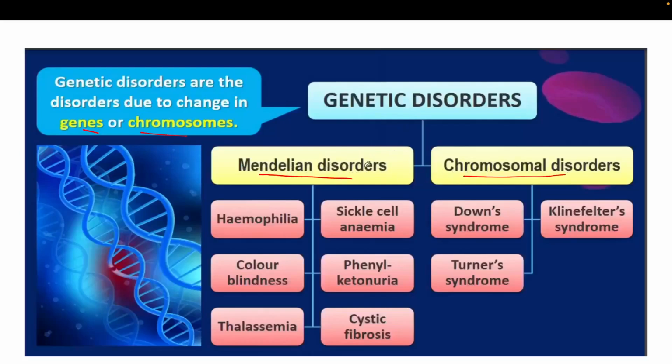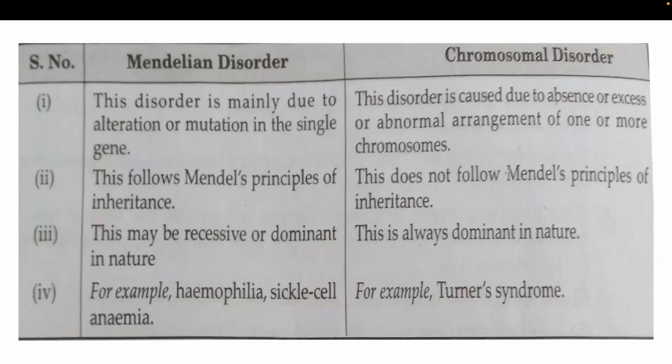In the case of Mendelian disorders, there are different examples: hemophilia, color blindness, thalassemia, sickle cell anemia. Likewise, in chromosomal disorders, the most common are Down syndrome, Klinefelter syndrome, and Turner syndrome. So what is the difference between Mendelian disorder and chromosomal disorder?